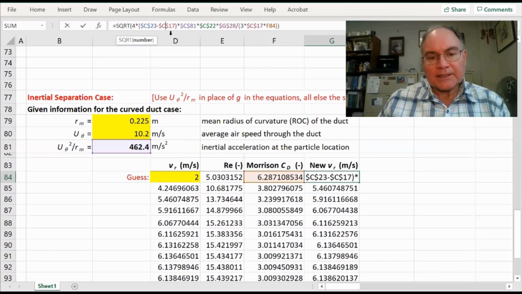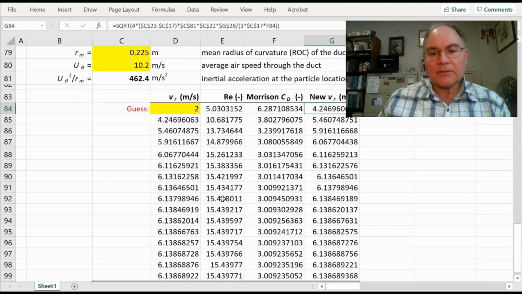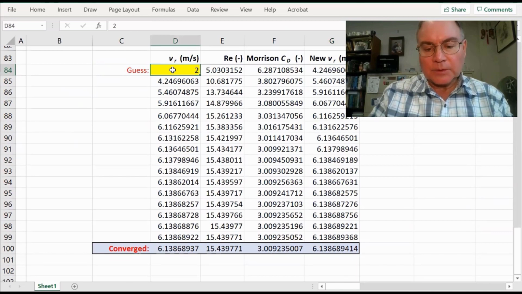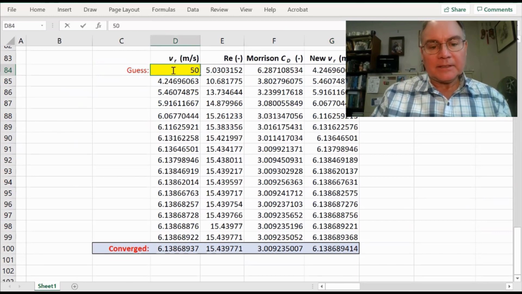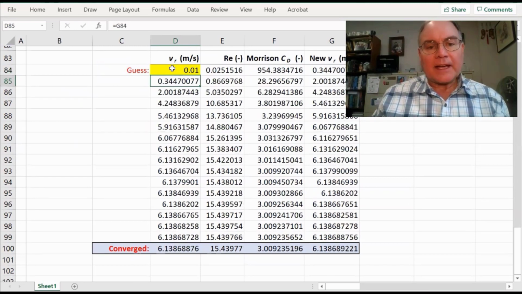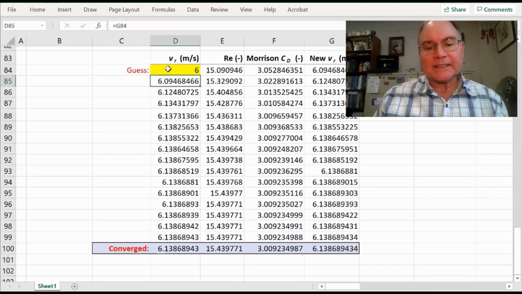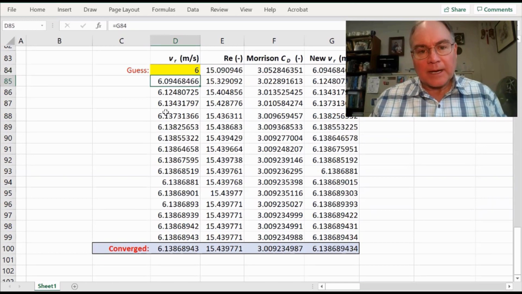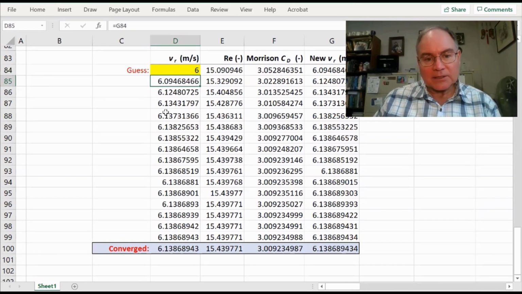You can see up here, it's the same thing except I'm using this acceleration instead of g. And it converges quite rapidly into our 6.14 as I showed you before. And again, this is kind of insensitive to initial guess. Let's try 50. I still get there. Let's try 0.01. It gets there faster if you're close. Obviously, if I try 6, it gets there pretty quickly. But the initial guess isn't that important. It converges pretty nicely, and you should already have this programmed. It's a very simple change to get this to work for the inertial separation case.